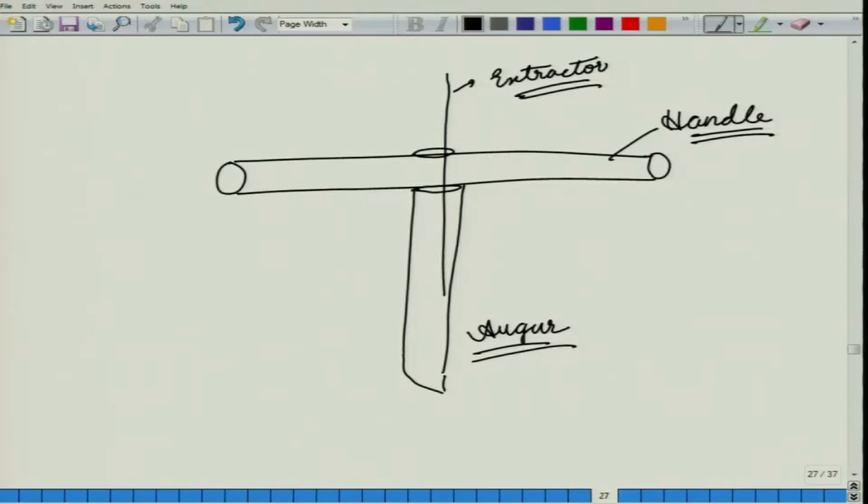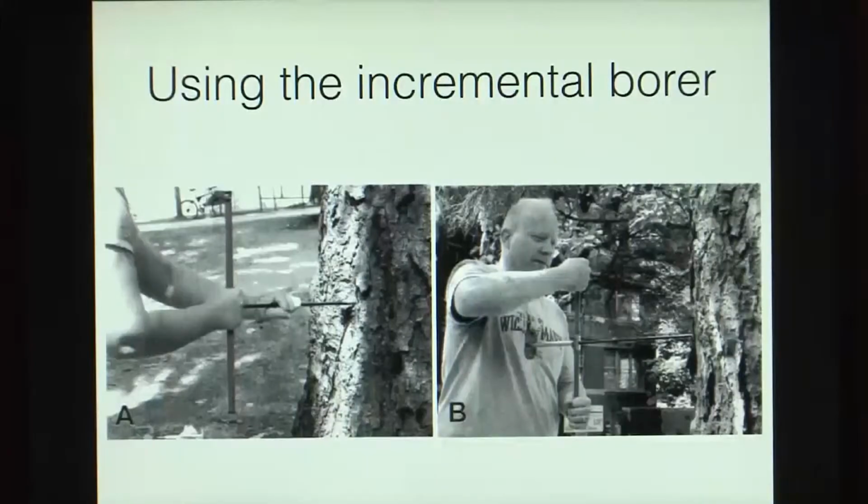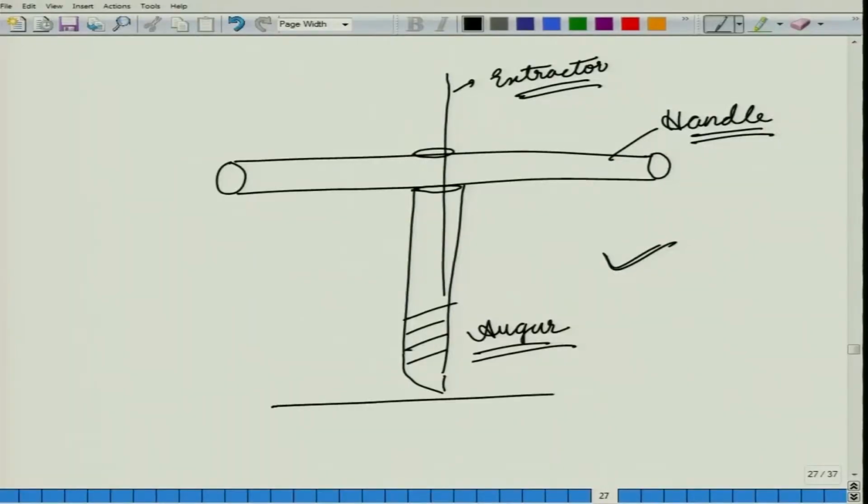So, how do we use this instrument? This portion has some screw-like linings. This is how you use the increment borer. If we look at the slide, on the left side it shows us an increment borer being used. Moving back to the diagram, you take the auger portion and rest it against your tree. Then you turn your instrument so that your auger is able to go inside. This is the direction of the auger.